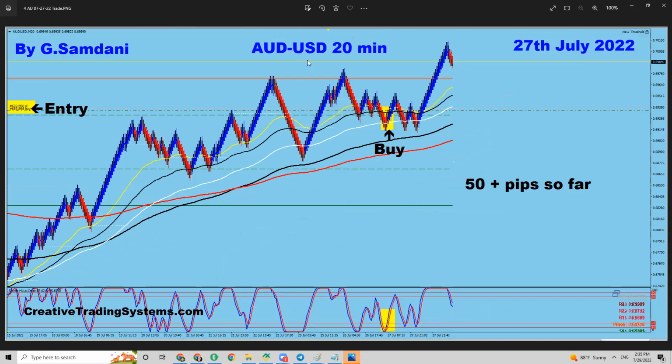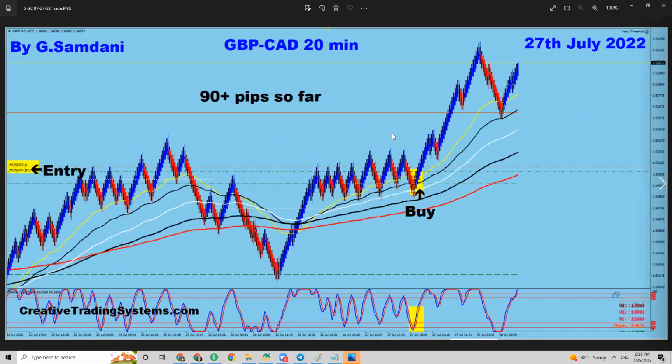On the 27th, Aussie USD as well, because USD was getting weaker, and I'll show you how later on. So this is the entry on Aussie USD going to the upside for 50 pip, and then pound CAD on the 27th, beautiful, just moving along in a bullish pattern, and then all of a sudden, boom, it opens up and went up for 90 pip here on the 27th.